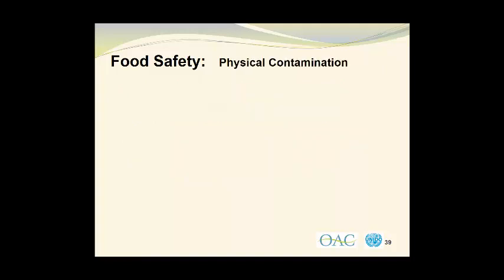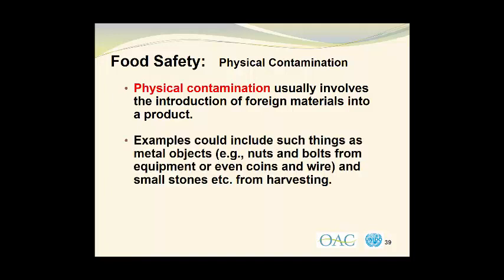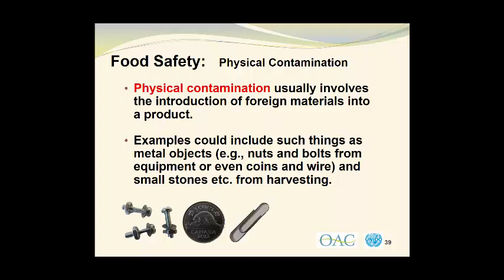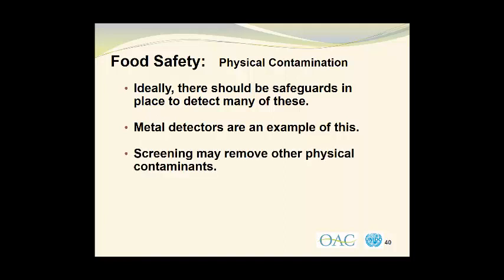First, we'll look at physical contamination. Physical contamination usually involves the introduction of foreign materials into a product. Examples would include such things as metal objects, nuts and bolts from equipment, or even coins and wire, and maybe small stones, etc., from harvesting. Ideally, there should be safeguards in place to detect many of these. Metal detectors are an example of this.